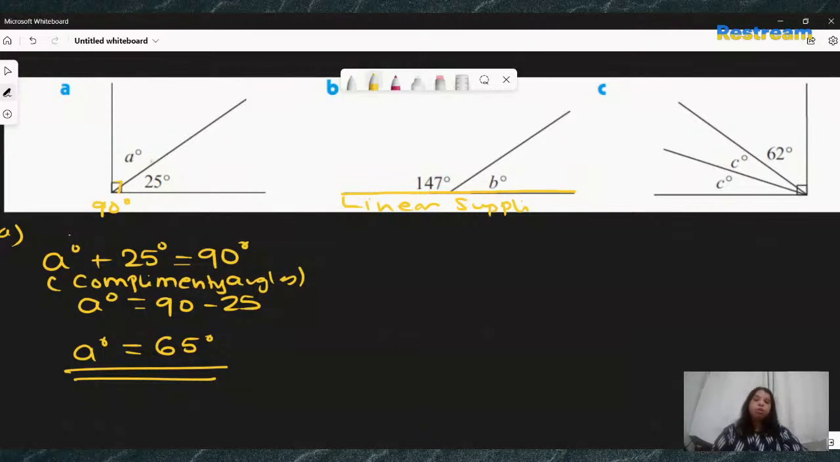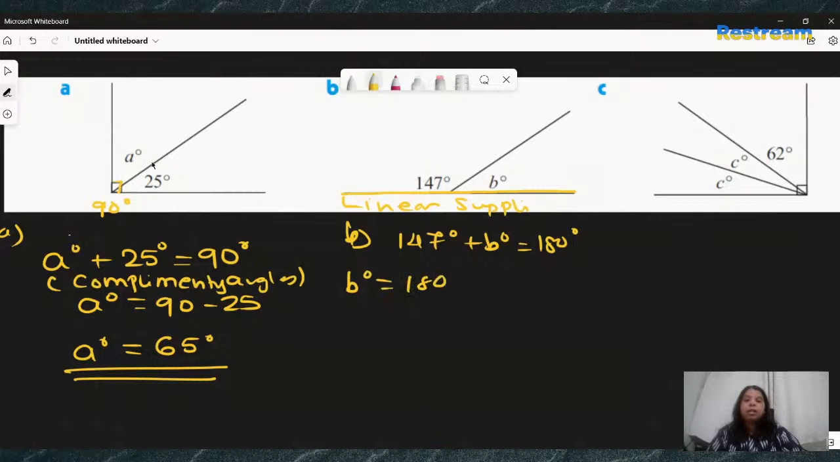Okay, now here you are going to write their linear supplementary. So question B, it says that 147 degrees plus B degrees is equal to 180 degrees. So B degrees is equal to 180 minus 147. But when you write this sentence, you have to write a reason that they are linear supplementary.